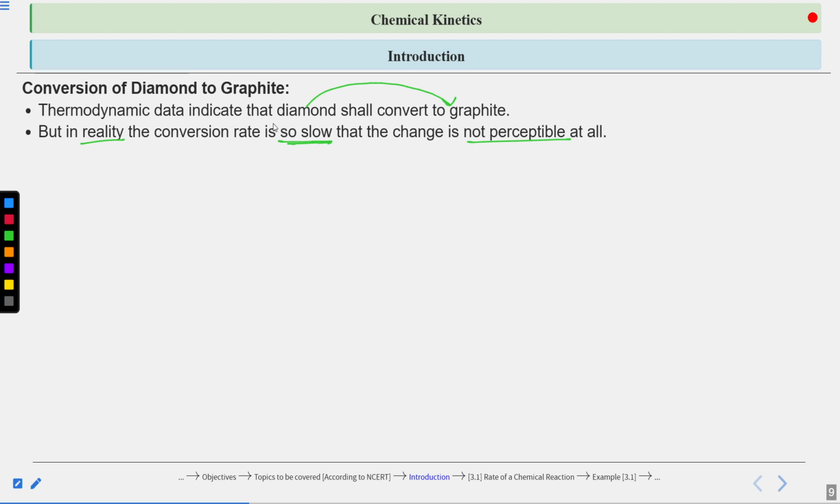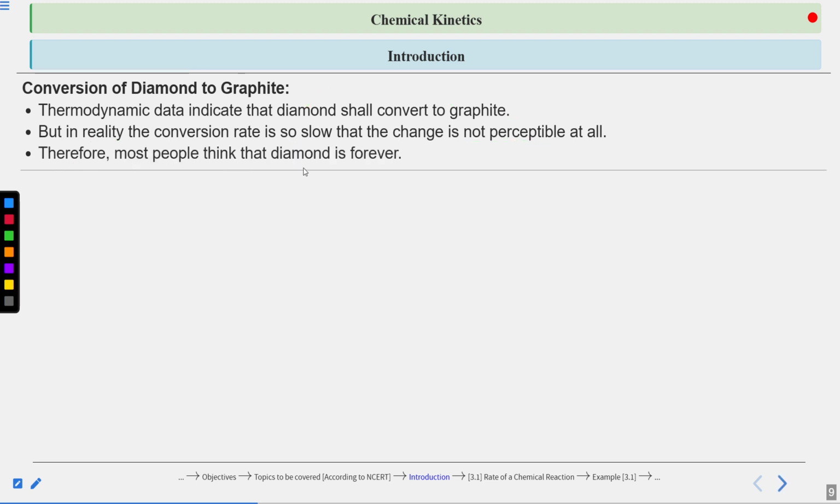By the way, diamond and graphite both are allotropes of the element carbon. In thermodynamic data, the conversion of diamond to graphite is possible, but in reality that conversion process is so slow that the change is not perceptible at all. Therefore, most people think that diamond is forever. Diamond is not going to convert into something else because that process is very, very slow. That's why people think that diamond is forever.